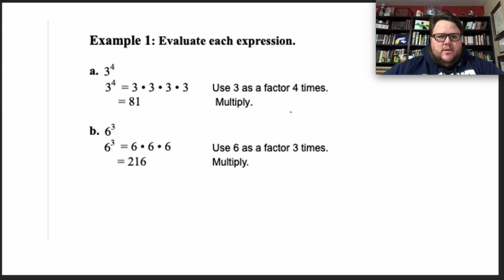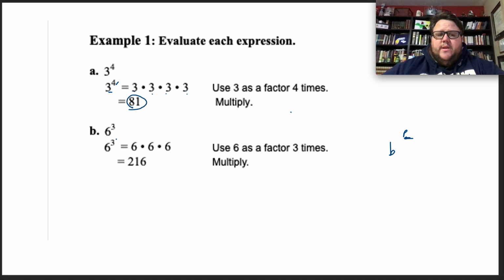So for this example, evaluate each expression. I just wanted to let you know that 3 to the 4th power means whenever you have a base to a power, you're multiplying that base by itself however many times that power is. So in this case, our base is 3 and our power is 4. So we're going to multiply 3 by itself 4 times. 3 times 3 is 9. 9 times 3 is 27. 27 times 3 is 81.